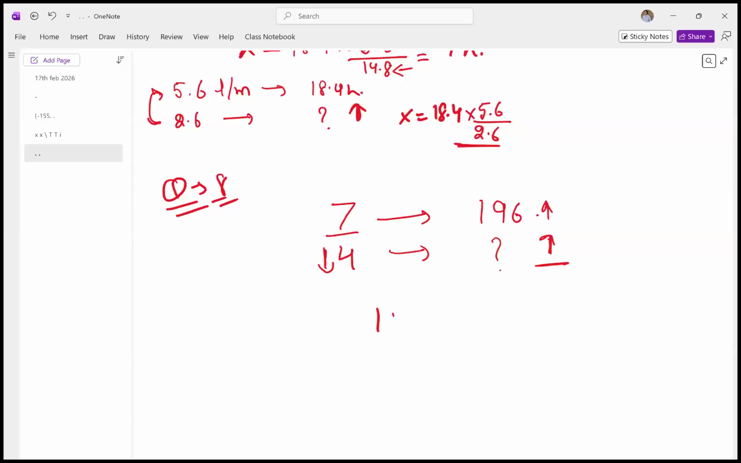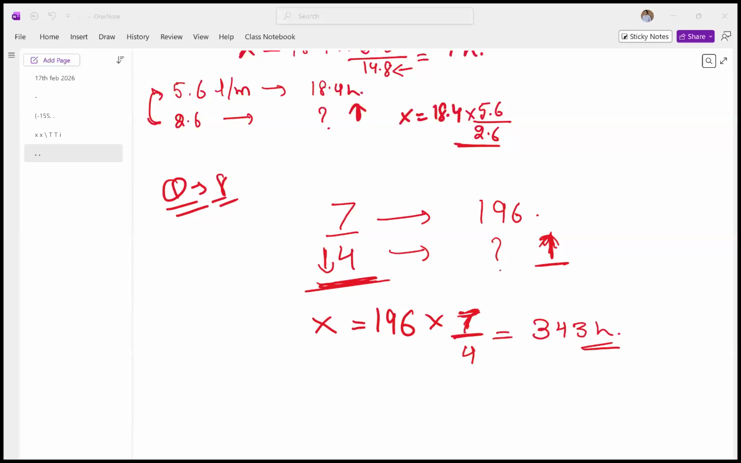So x equal to 196 multiplied by, you want to increase this number because it's going to take more time, because the number of employees has reduced. So I'll write the 7 on top because I want to increase the number of hours, 7 over 4, and that's going to give me 343 hours. So hopefully you were able to understand this concept. And yeah, that's about it.